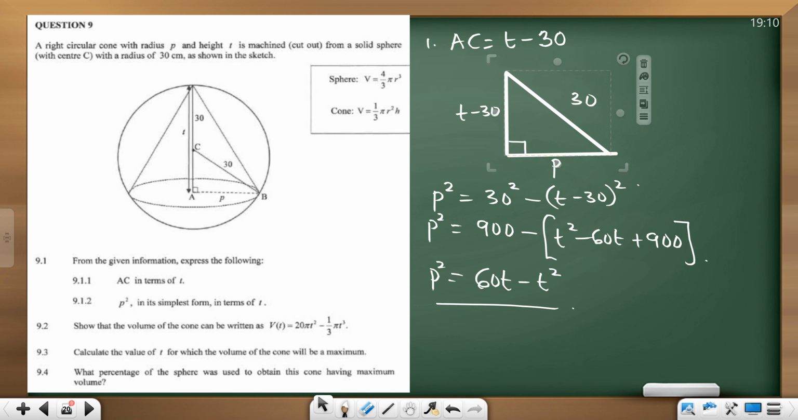Number 3, or number 2, show that the volume of the cone. Okay, please try that. The volume of the cone is given to you as 1 over 3 pi r squared h. So you give it an attempt. I'll give you 2 minutes. Volume of the cone. Start by writing the formula. 1 over 3 pi r squared h. Volume of the cone.